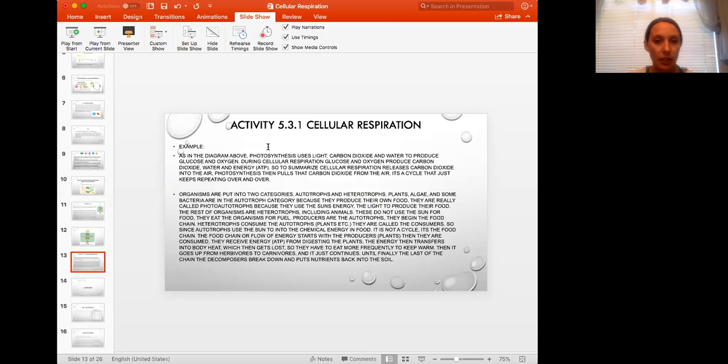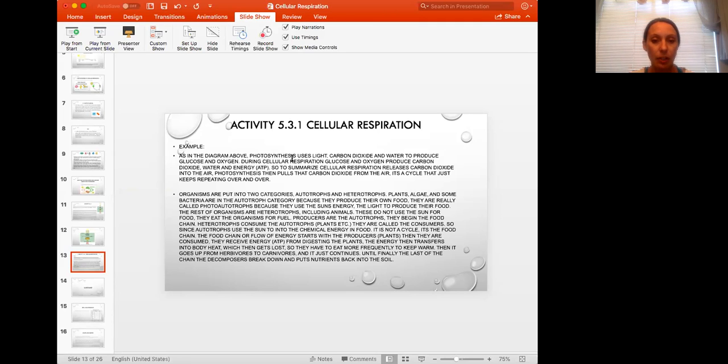This is from a student. For their first paragraph, they wrote, as in the diagram above, photosynthesis uses light, carbon dioxide, and water to produce glucose and oxygen. So again, they just explained what the products of photosynthesis are. During cellular respiration, glucose and oxygen produce carbon dioxide, water, and energy, ATP. There are the products of cellular respiration. So to summarize, cellular respiration releases carbon dioxide into the air. Photosynthesis then pulls that carbon dioxide from the air. It's a cycle that just keeps repeating itself over and over again.